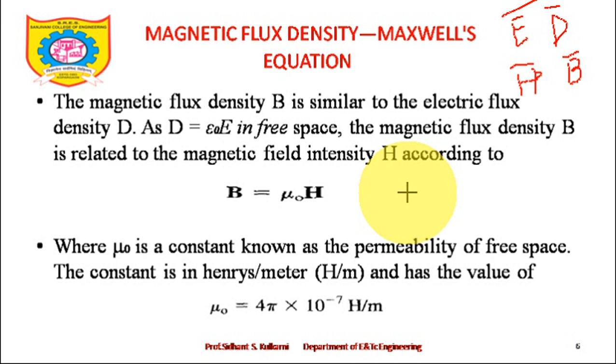The magnetic flux density B bar is similar to the electric flux density D bar. Okay, very good. So if it is similar, then there may be a mathematical expression which can correlate them. Now you already know that D bar is equal to epsilon E bar. I hope you already know. If D bar is equal to epsilon E bar in free space, the magnetic flux density B bar is related to the magnetic field intensity H bar by, what is the relation? So B bar is equal to mu 0 H bar.